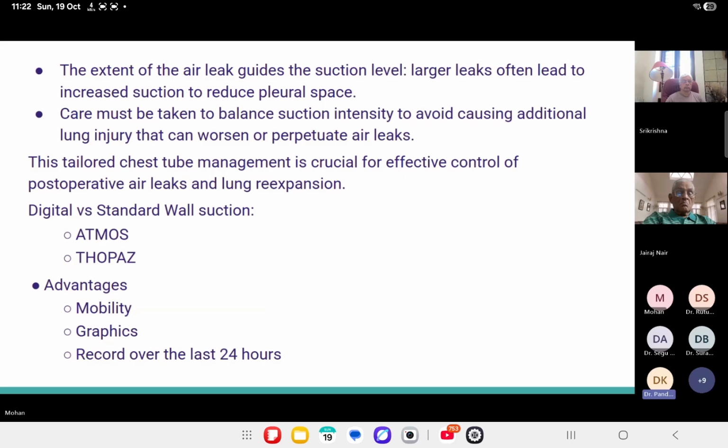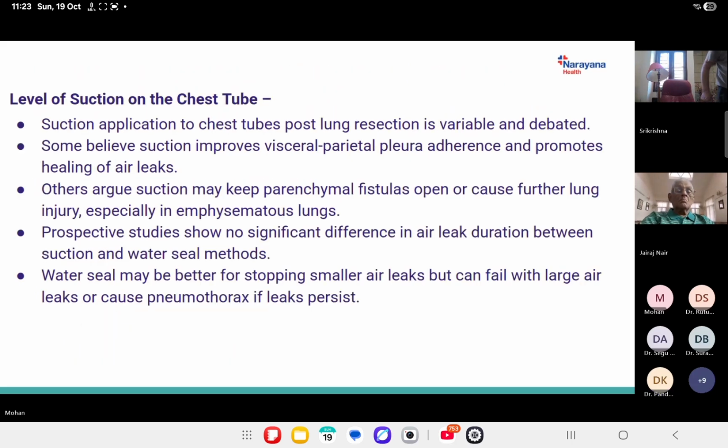So, digital versus standard wall suction. Digital ones are Atmos and Topaz. The advantages of putting these devices in the initial post-op period are that mobility can be increased, and graphics can be seen in real time and can be recorded over the last 24 hours.